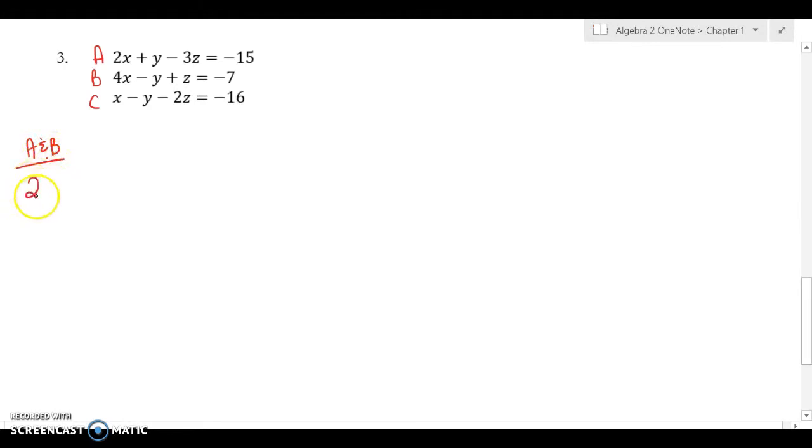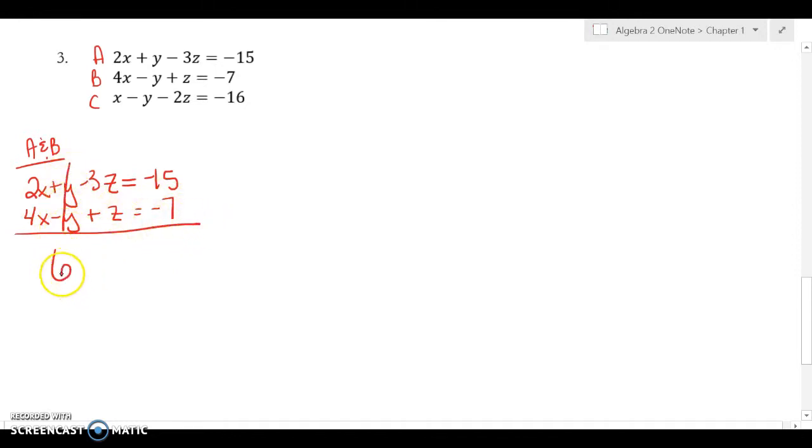And so I'm going to rewrite them. I'm going to write what A is. Oh, that looks ugly. Equals negative 15, and I'm going to write what my B is. And if you notice what happens, I have a positive y and a negative y, so I can cross them off. So now I have 6x minus 2z equals negative 22. Now, if you notice here, I've crossed off my y's. So whatever I do here, I must cross off y's. So I need to pick another combination that I'm going to use to cross off the y's.